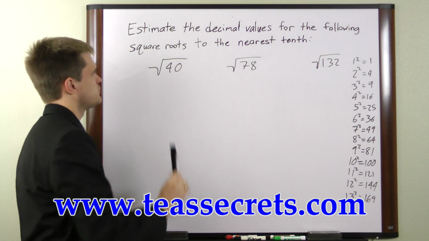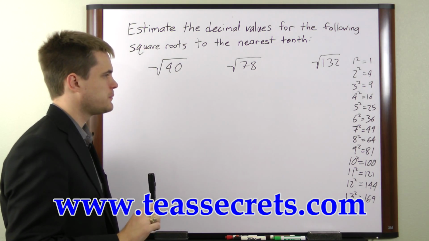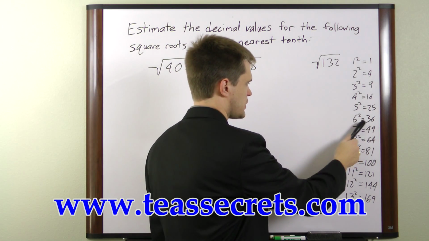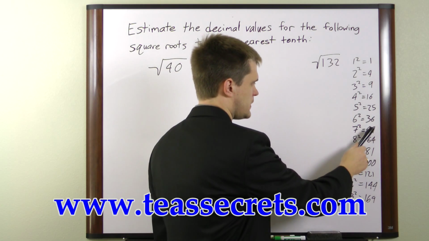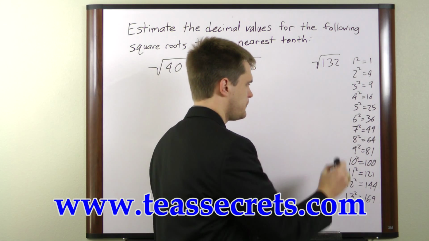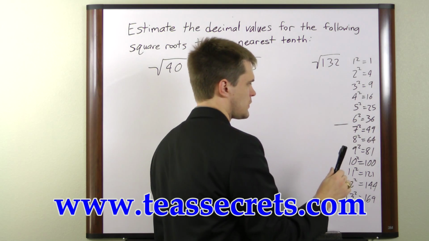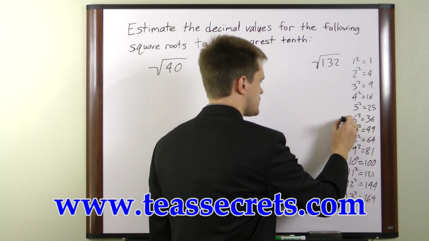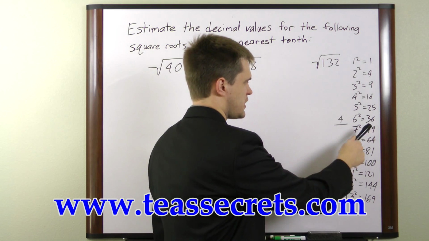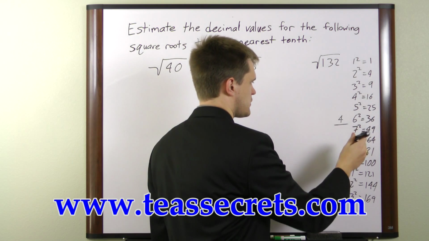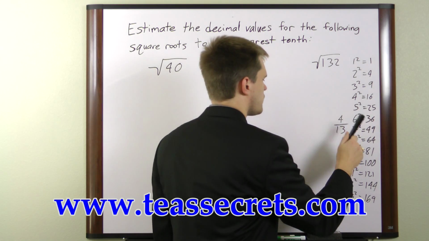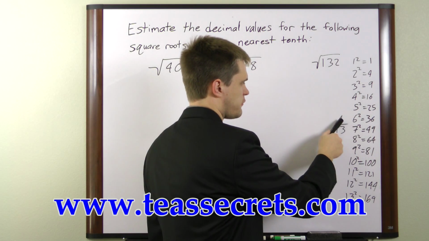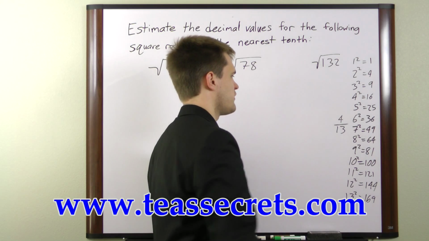So our first problem is to estimate the square root of 40. So we'll come over here and we can see that the square root of 40 is going to be between 6 and 7, because 40 is between 36 and 49. So 40 is 4 more than 36, and there's a difference of 13 between 49 and 36. So the square root of 40 is going to be about 4/13 of the way from 6 to 7.